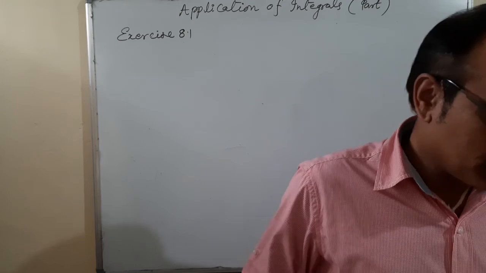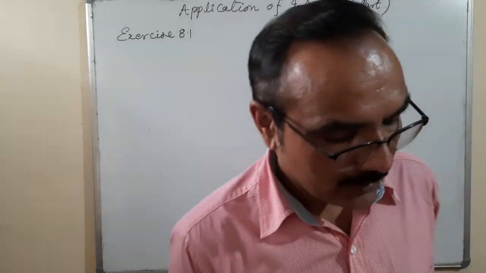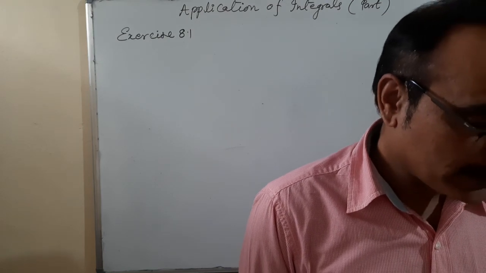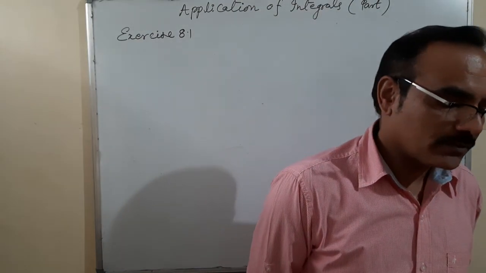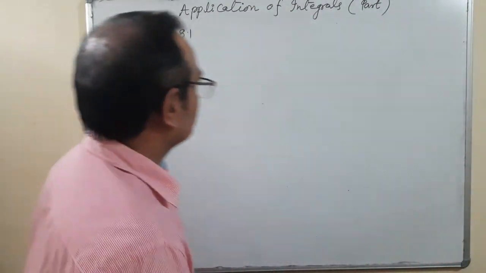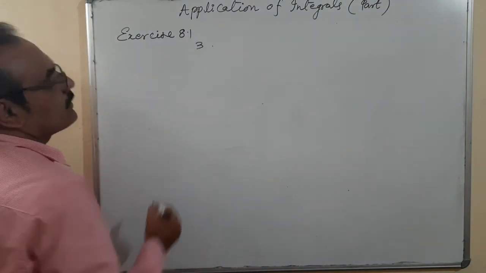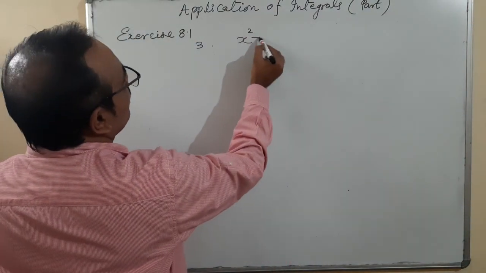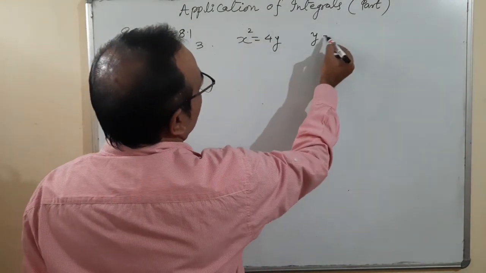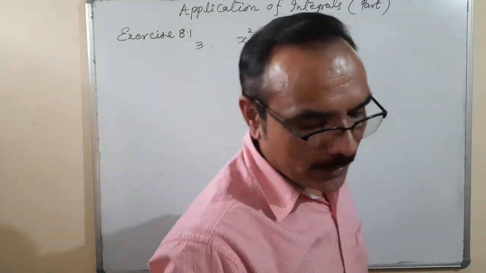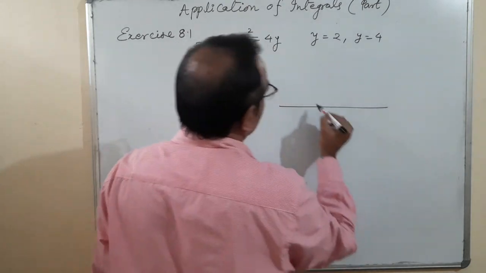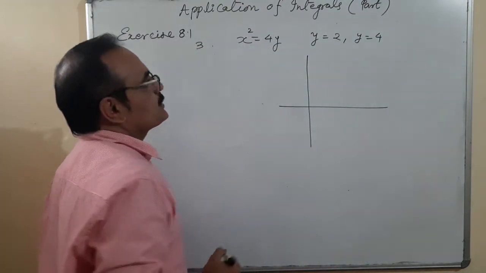Now I want to take a question number 4. Question number 4 I want to take, or before 4, find the area of the region bounded by x square is equal to 4y, y is equal to 2 and y is equal to 4, and y axis in the first quadrant. Let us see one of the y axis, question number 3, x square is equal to 4y, y is equal to 2 and y is equal to 4 along the y-axis.